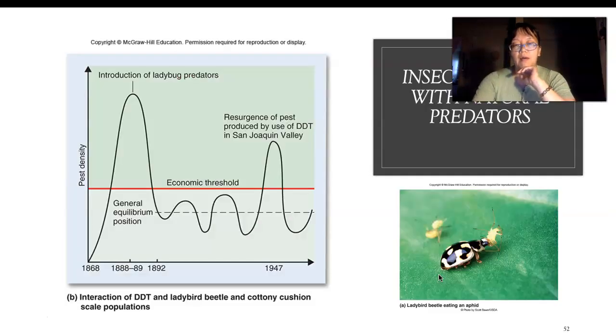So for example, I put two slides here to show you the ladybird beetle is a natural predator of aphids. The aphids eat the cottony cushion. And so after this introduction of the beetles, you can see a great drop of the pest density, which is aphids. And there's a very interesting fact here. After the DDT was introduced and of course killed the beetles also, you can see a resurgence of the aphids. So that is very interesting.